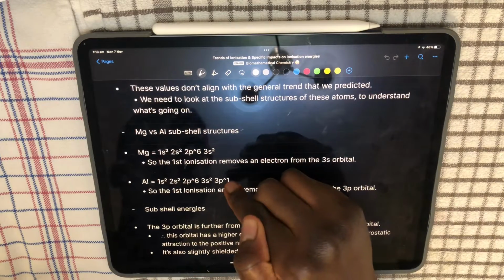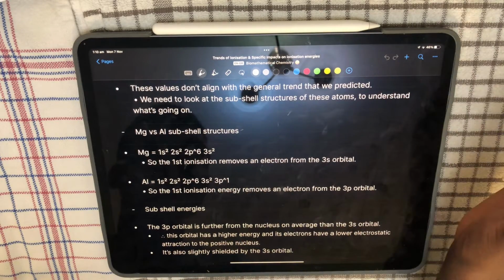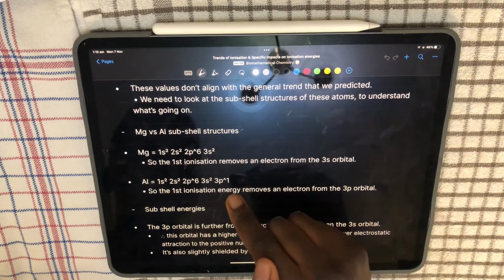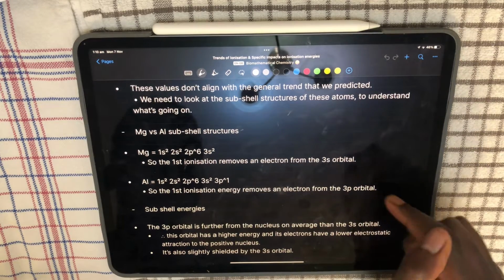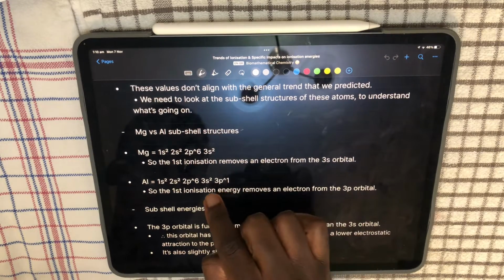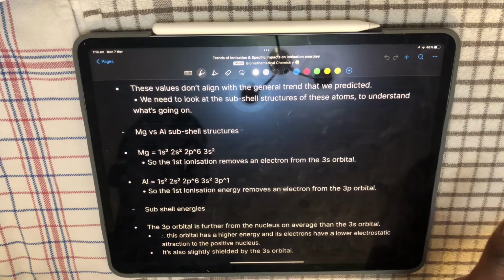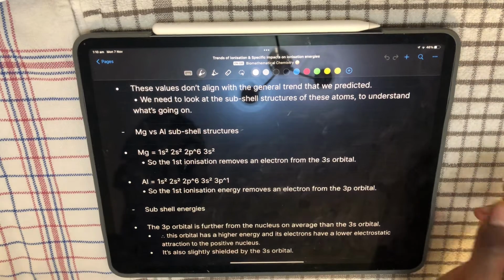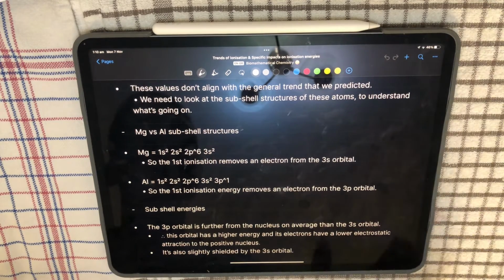But yes, s orbitals are usually the lowest energy orbital, followed by p, d, and then f. In this example, p orbitals have a higher energy because they're further away from the nucleus on average. They're in the same shell because they both have quantum number 3, but p tends to be slightly further away on average from the nucleus compared to the s orbital, and therefore the electrons have more kinetic energy. They can move around a bit more freely compared to s orbitals. Because of that, less energy is needed to remove the electron.